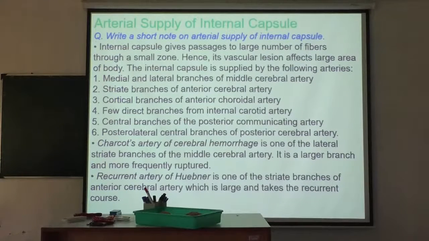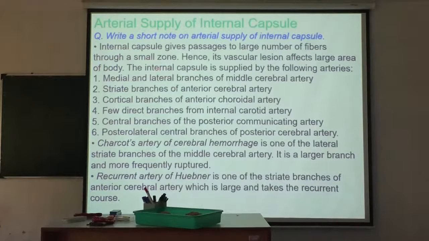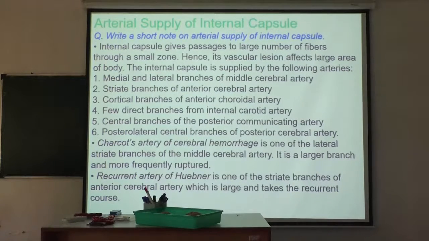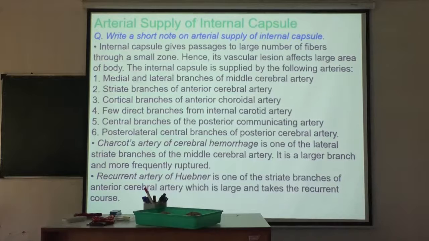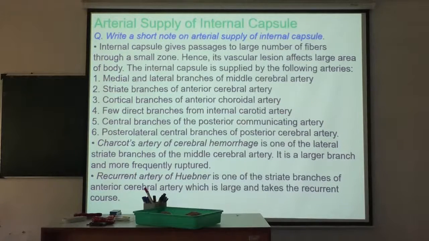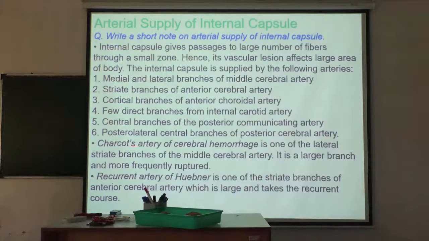The internal capsule gives passage to a large number of fibers through a small zone, hence its vascular lesion affects a large area of the body. The internal capsule is supplied by the following arteries: medial and lateral branches of the middle cerebral artery, striate branches of the anterior cerebral artery, cortical branches of the anterior choroidal artery, a few direct branches from the internal carotid artery, central branches of the posterior communicating artery, and posterolateral central branches of the posterior cerebral artery. These are the important named arteries.